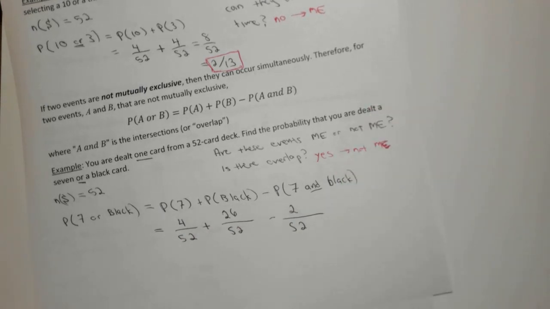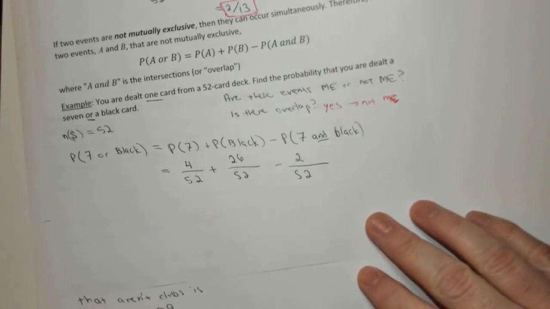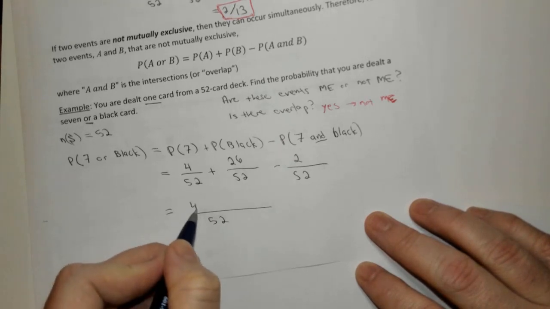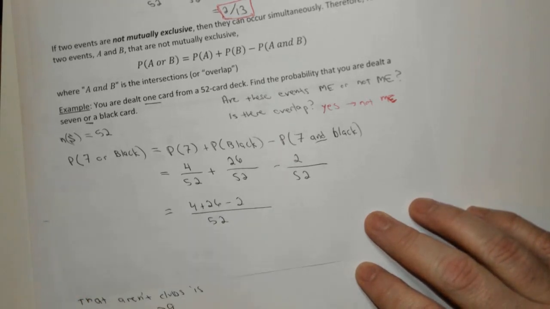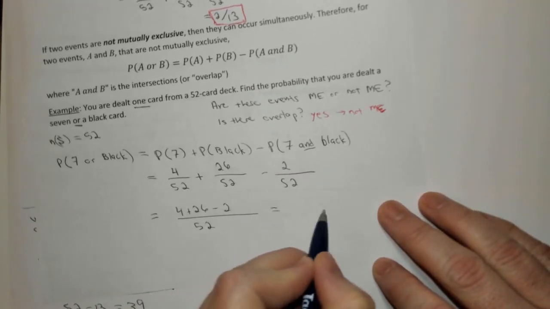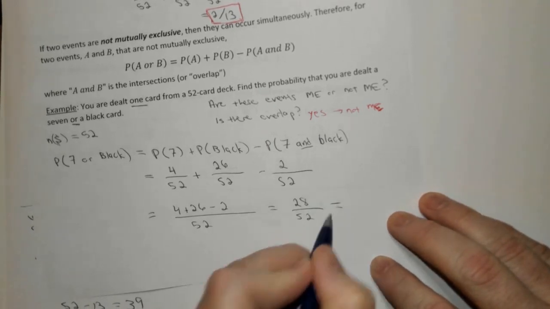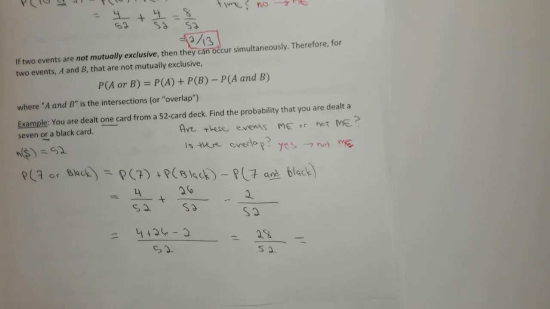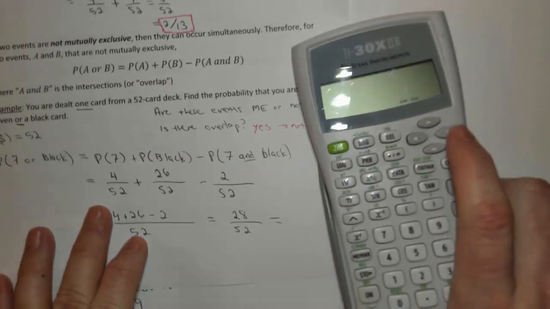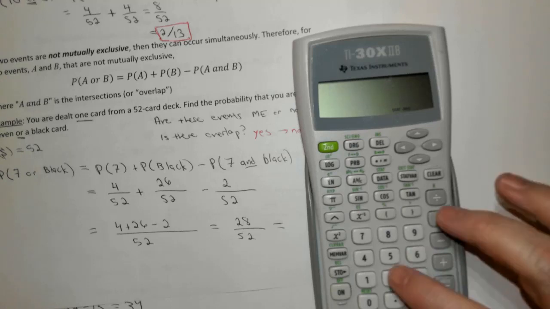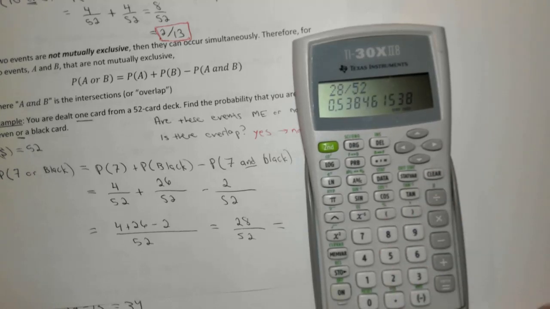Now, what I would recommend, rather than typing this in the calculator right away, is to do the following. 4 plus 26 minus 2. Let's clean up the top first. That's 30 minus 2 is 28. And now let's type that in the calculator. If you needed to do 4 plus 26 minus 2 to get 28, you could do that. But I would try to avoid complicated fractions and too many operations with my fractions. 28 divided by 52, ugly decimal, second PRB, 7/13.